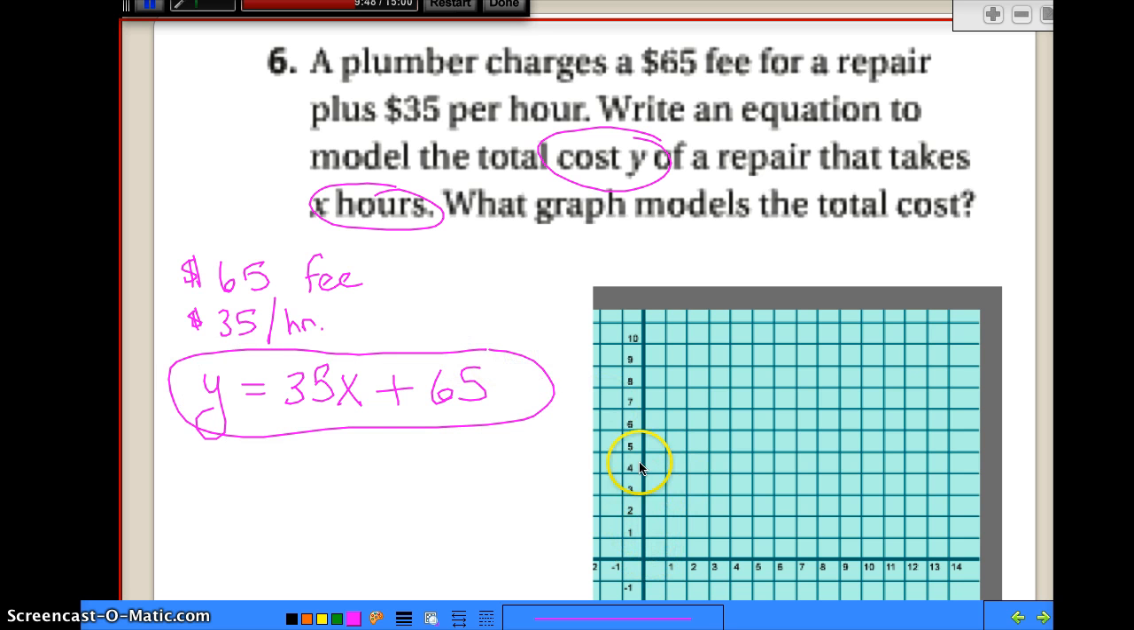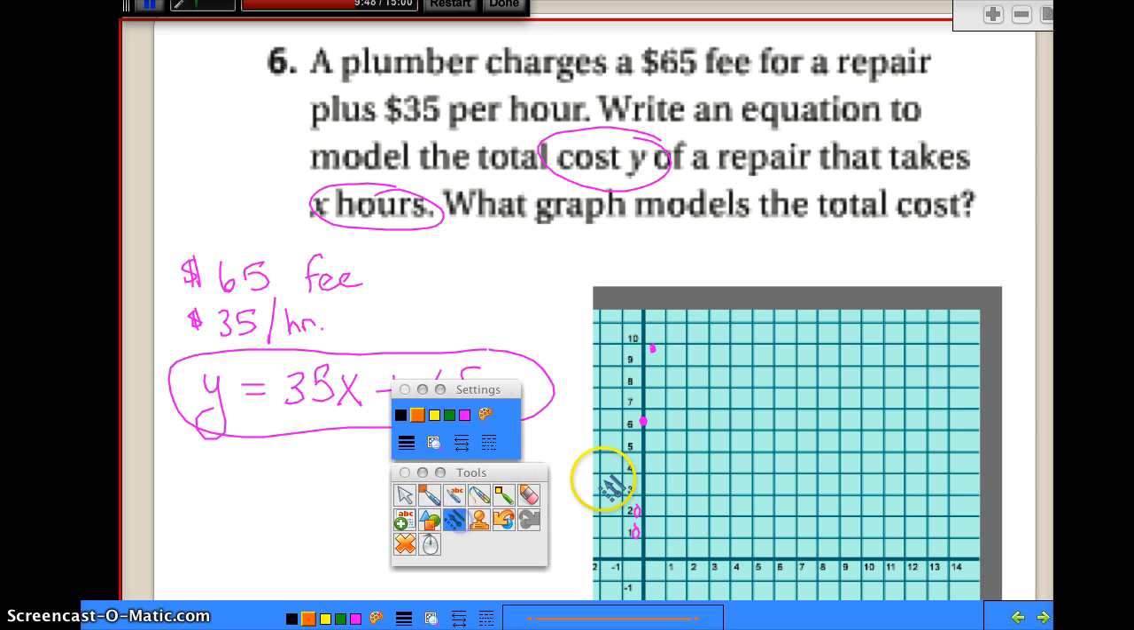Graphing that, if you notice the X and Y axes are going up by ones, we're probably going to have to make them go up by tens. And then you would go to 65 and go up 35, 20, 35, and then over 1, which would be there. So this graph is not great because of my coordinates, but it would look similar to that.